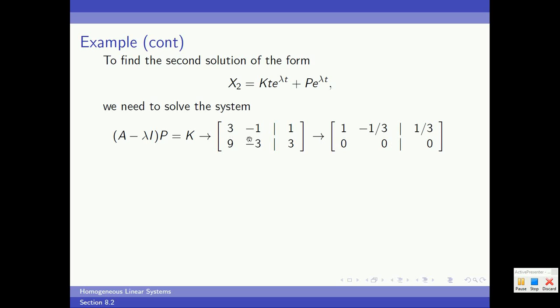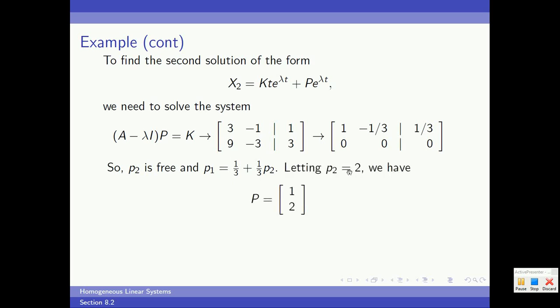Then multiplying the top by 1/3, I have 1, negative 1/3, 1/3. So these correspond to P1 and P2 now. So my P2 is free, and I have this equation that P1 is 1/3 plus 1/3 P2. So P1 minus 1/3 P2 is equal to 1/3. So I get this equation. So here I let P2 equal 2 because I know I can get 2/3 and 1/3 and it makes my life easier. I don't like fractions, so this is my P. Again, everybody could have a different P in this class.